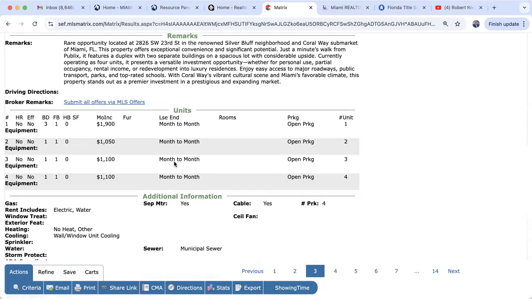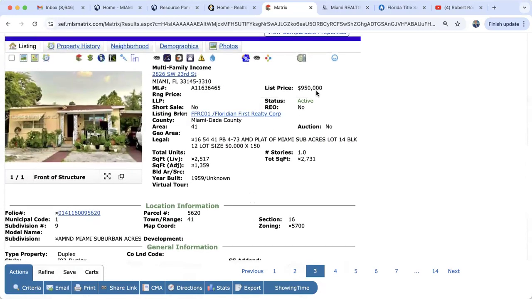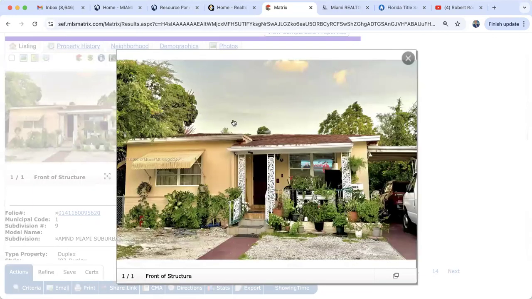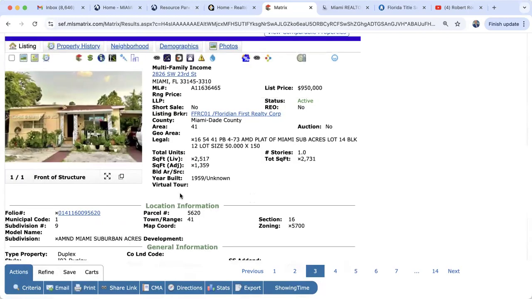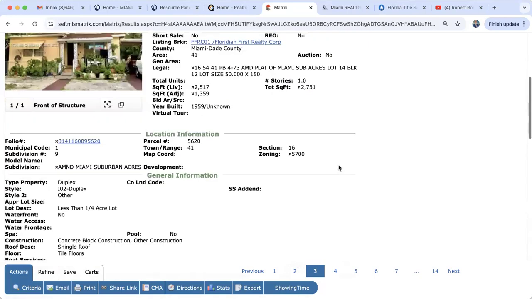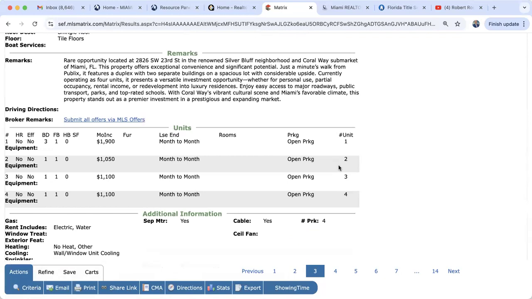Okay. So this property is for sale at $950,000. Again, one picture. I just don't see this being a 4-unit property. It probably has all types of illegal efficiencies all over the place. All right, but this property gives you a total income, and I'm going to pick up here 1,900 plus 1,050 plus 1,100 plus 1,100 of 5,150 per month.